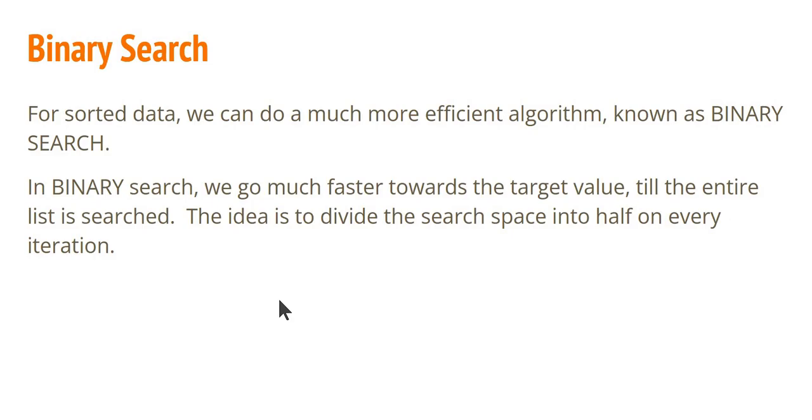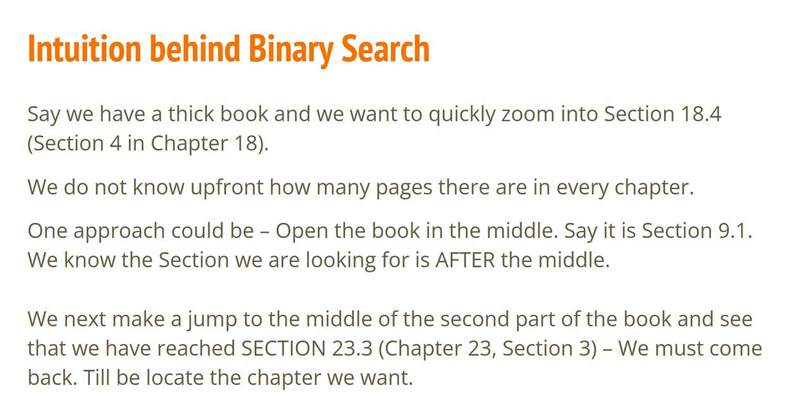Let's take an example to build some intuition. Let's say we have a thick book and we want to quickly get onto chapter 18.4, section 18.4. One approach could be the jump search approach, that we go a few pages at a time. But the other approach could be that I am just going to open the book approximately in the middle. Now, once I open the book in the middle and say I find section 9.1, I know that the chapter I'm looking for is for sure in the second half of the book, which means it's after the middle. Now I can keep doing this. I can continue to again open the middle, again open the middle till I get to the chapter that I'm looking for. You'll realize that this is actually much faster compared to doing a jump search.